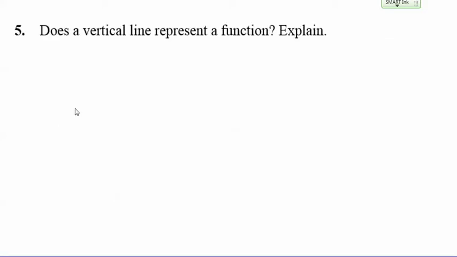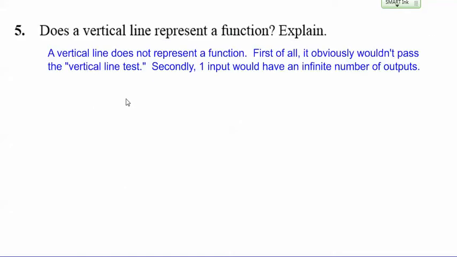Does a vertical line represent a function? Well, this almost seems silly at this point because a vertical line does not represent a function. First of all, it obviously wouldn't pass the vertical line test. If you put a vertical line on a vertical line, it's going to intersect it more than once. Some people worded it like this: that one input, there's only one possible input for a vertical line, would have an infinite number of outputs. And that's true. I definitely saw some very confusing answers on that.